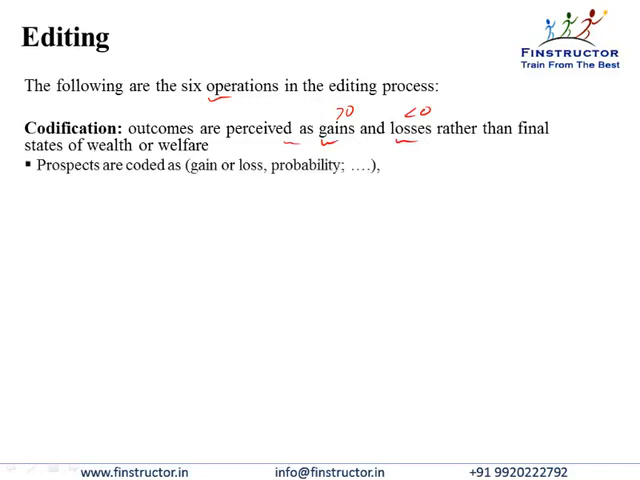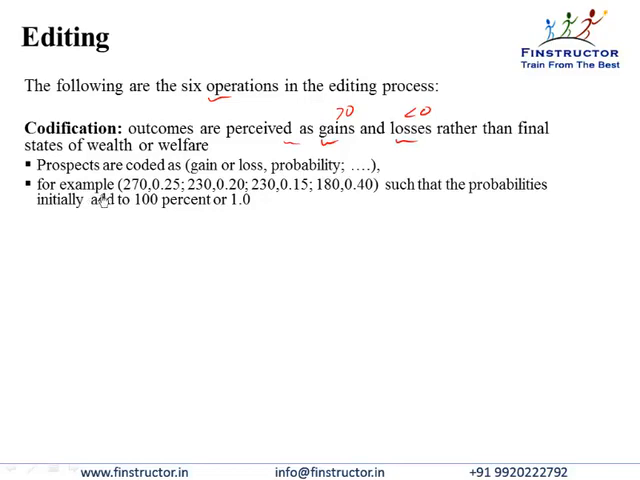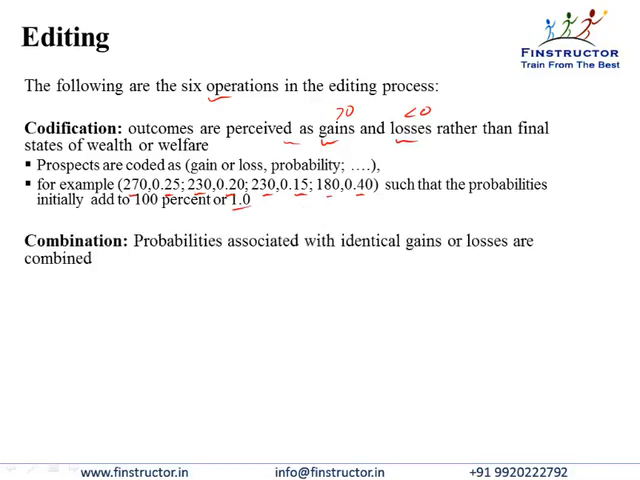In the process of codification, all prospects, that is all investment alternatives, are coded as a gain or a loss with the corresponding probability. For example, an investment alternative to begin with will be thought of as a 25% chance of getting to $270, 20% chance of getting to $230, 15% chance of getting to $230, and another 40% chance of getting $180. So in the different scenarios that you have analyzed, this is how you see the outcomes and the associated probabilities. The probabilities all initially sum up to 1.